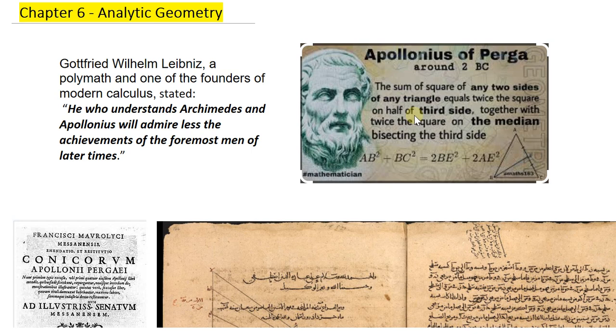Now, Perga is an ancient city in Turkey. So he was actually born, I believe, in Perga, Turkey, and he died in Egypt. The timeline is about 150 BC. So, the contribution of Apollonius was a tremendous contribution to the field of analytic geometry.